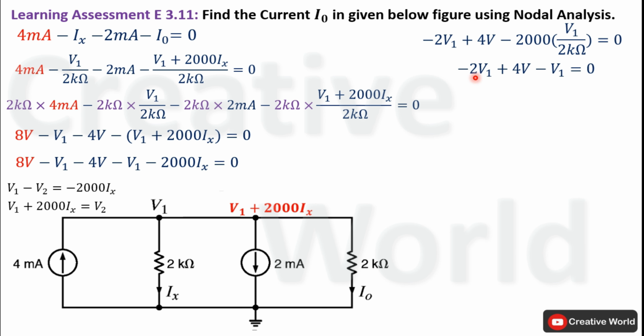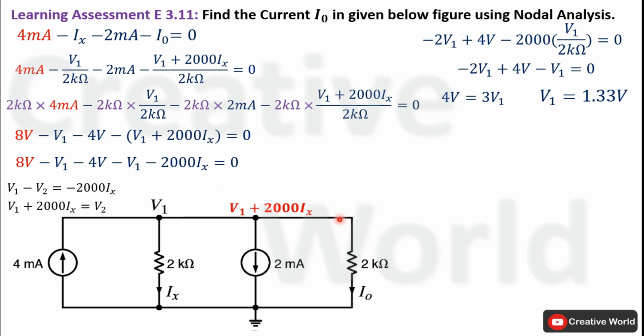Add minus V1 and minus 2V1, it will become minus 3V1, and place it on the other side of equal to make it positive. Now in order to calculate the value of voltage V1, we will divide on both sides by 3. The value of voltage V1 will become 1.33 volt. After calculating the value of voltage V1, we are able to calculate the value of current Ix, and later on this node voltage, that is V1 plus 2000 times Ix. And if we succeed in calculating this node voltage, we will be able to calculate current through this 2 kilo ohm resistance that we are required to calculate in this scenario.